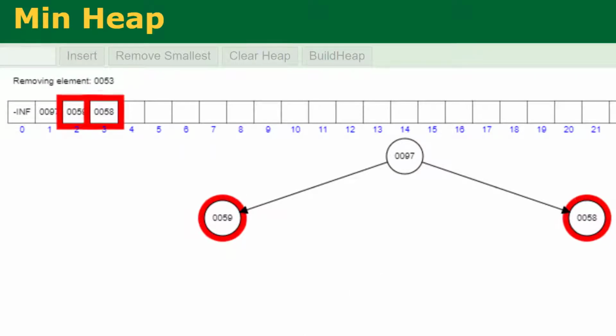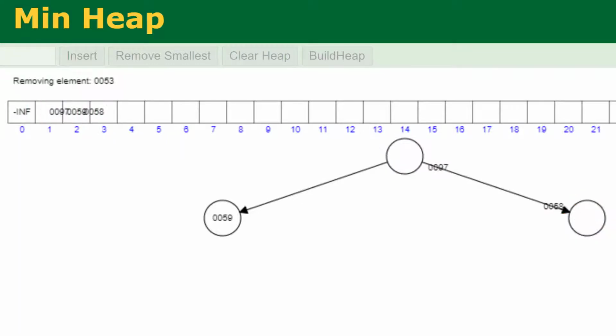We're going to grab the lesser of the two, which is the 58, and go ahead and do a swap. We would check here, but to be honest, there's nothing below, there's no kids. So I don't want you to think it just ends because it happened to end, but it would still check, realize there's no kids, and then stop at that point. And that is our solution for our two deletes from our minimum heap.